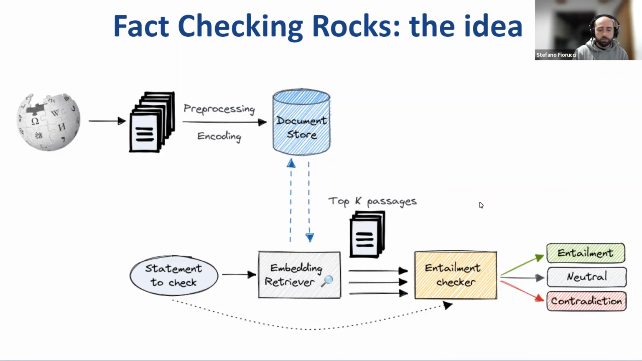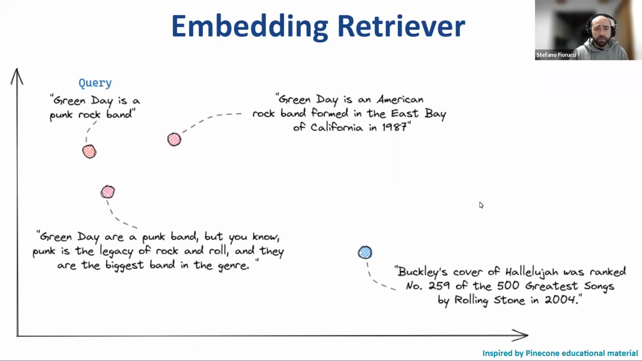Now I try to explain a bit better the main components of these systems, starting from the embedding retriever. Typically, a retriever sweeps through a document store and returns a set of candidate documents that are relevant to the query. In embedding retrieval, we use a transformer model to encode documents and query. And particularly, we use the sentence transformer language models.